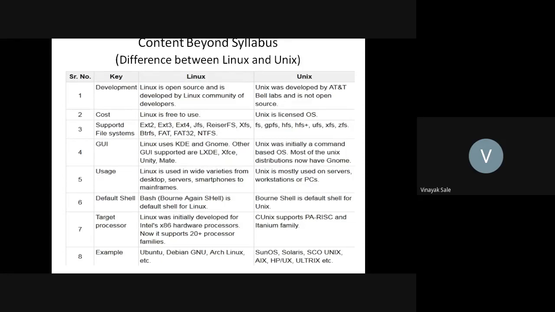Then, in case of target processor, Linux was initially developed for Intel's x86 hardware processors, and now it supports 20-plus processor families, whereas Unix supports PA-RISC and the Itanium family. Examples of Linux are Ubuntu, Debian GNU, Arch Linux, etc. Examples of Unix are Sun Solaris, SCO Unix, AIX, HP-UX, Ultrix, etc. This is the difference between Unix and Linux operating systems.